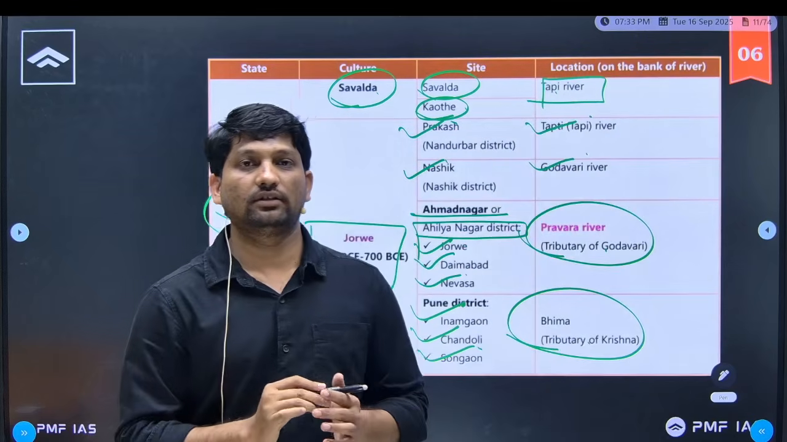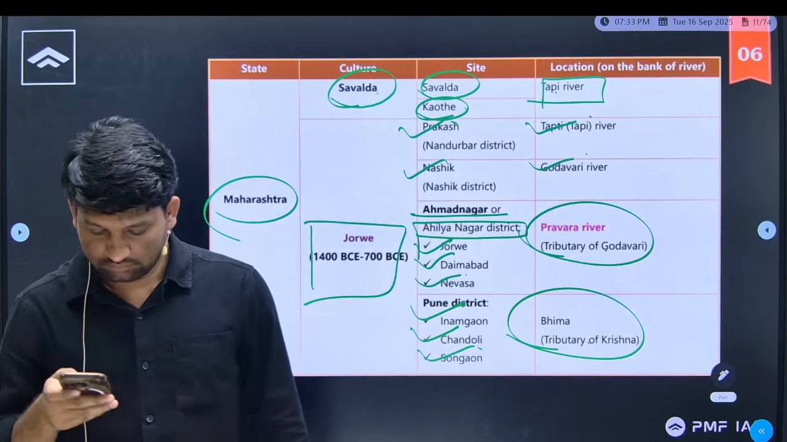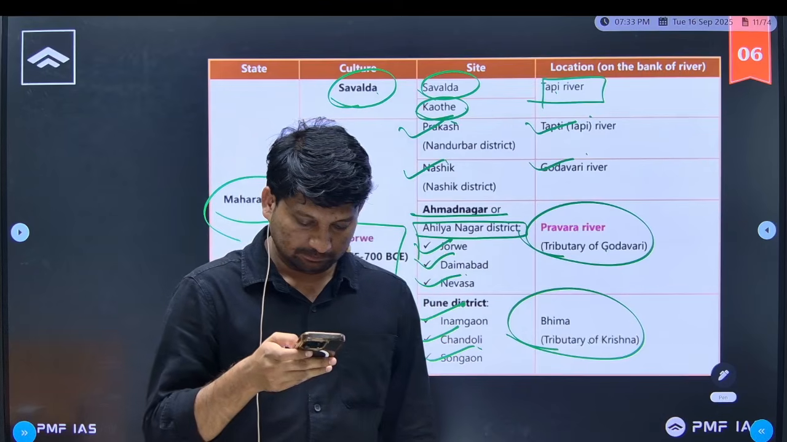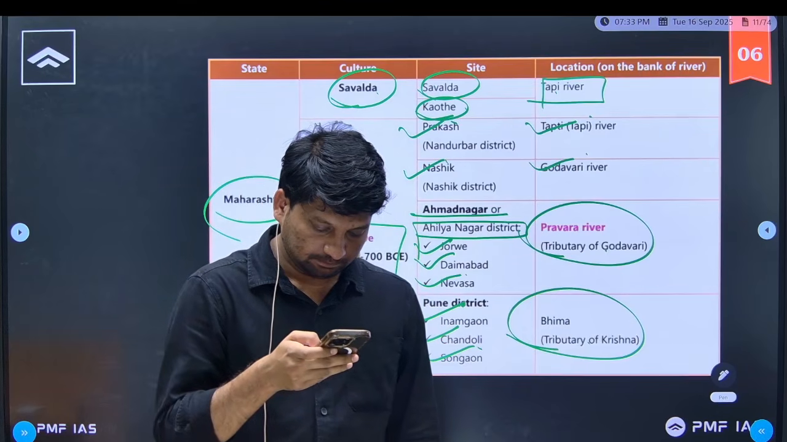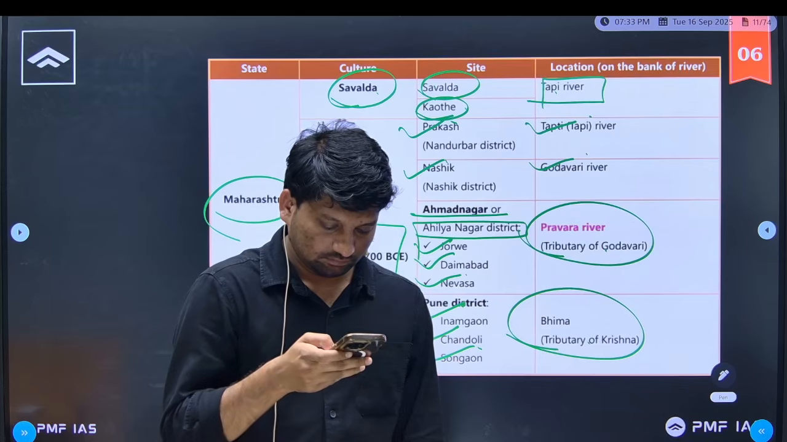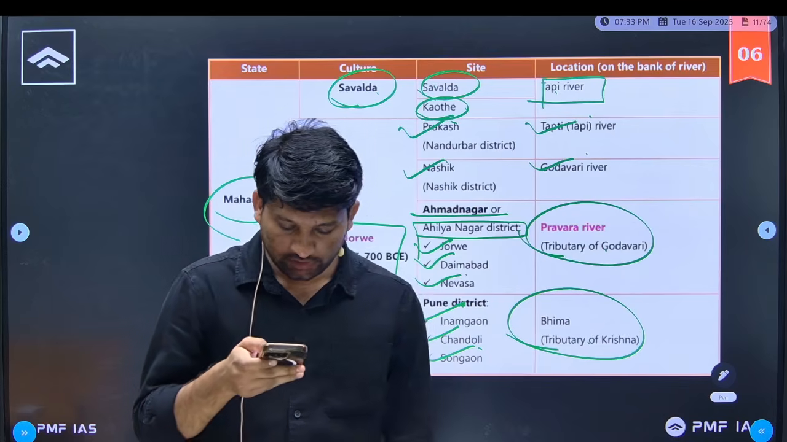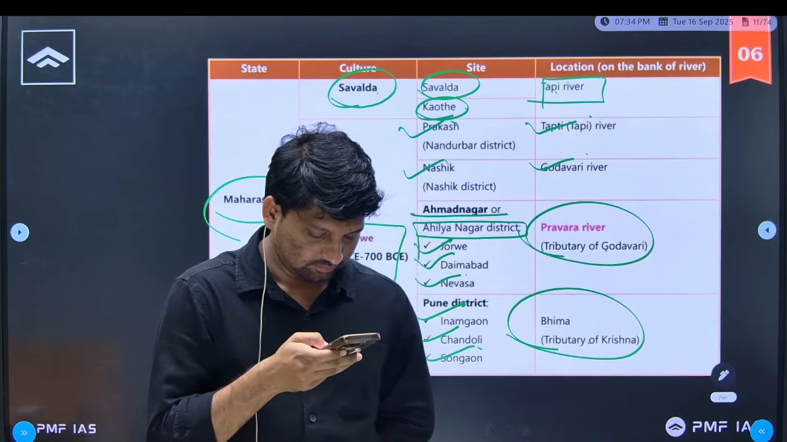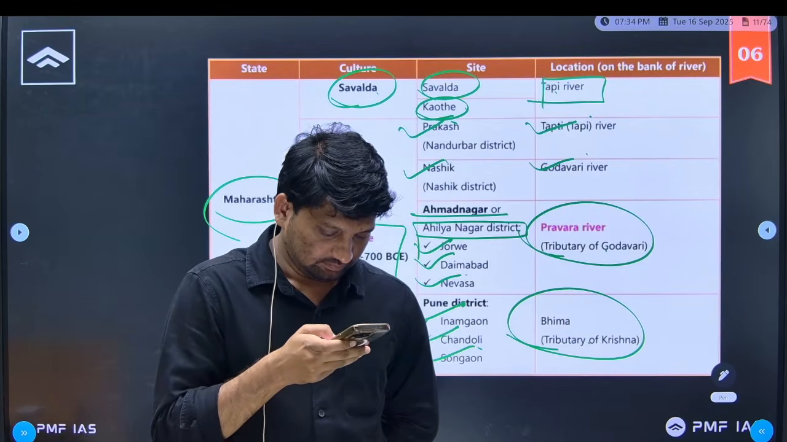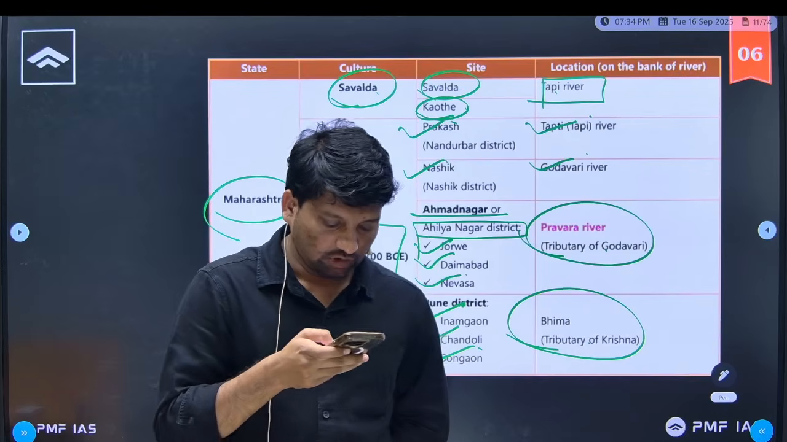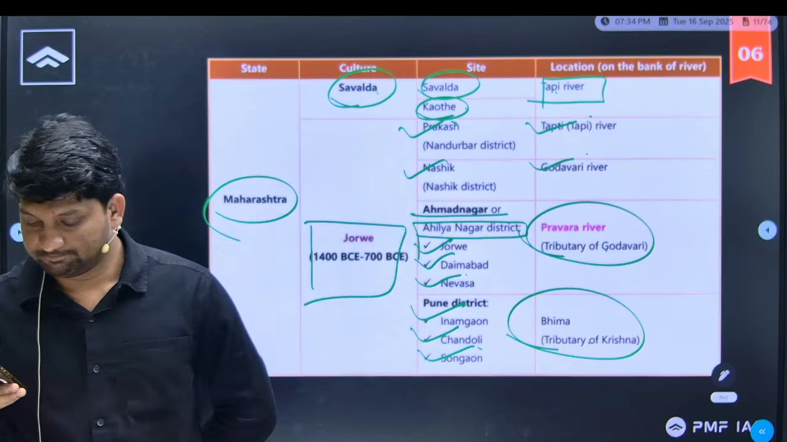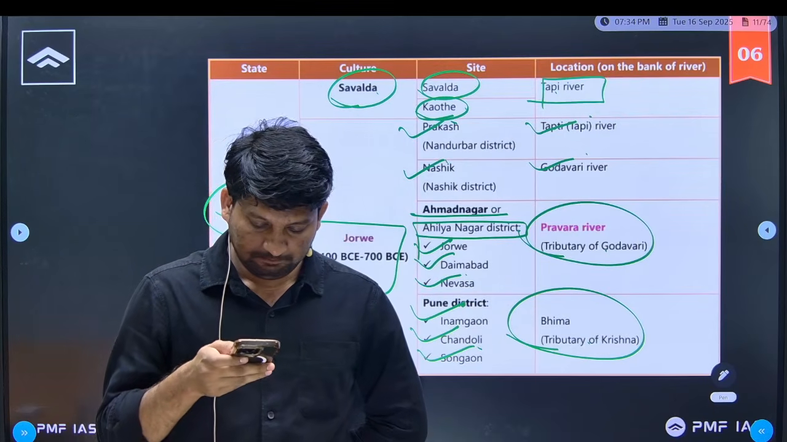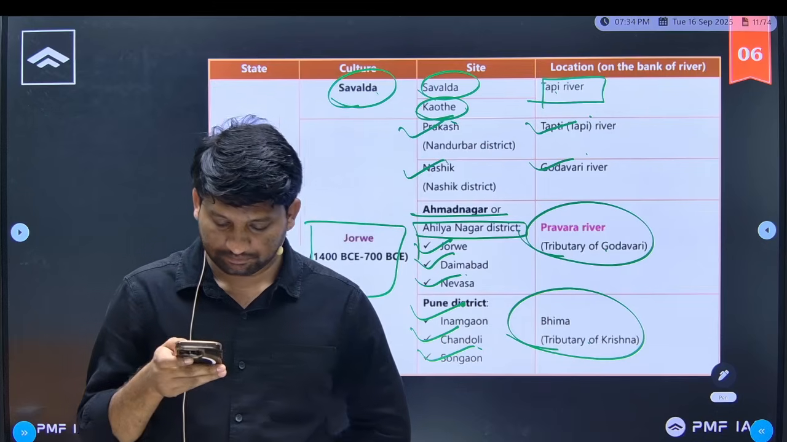Is it fine? Any confusion for anyone? Okay, Yogesh. Yogesh is saying I am from Ahilyanagar. Now all is fine. Okay, Abhinav. Rohan, Sanjana. All clear.